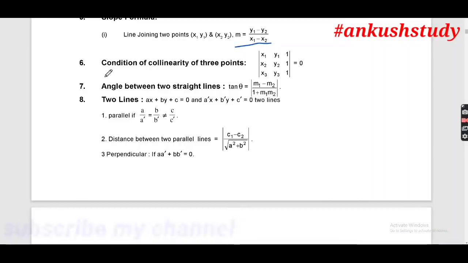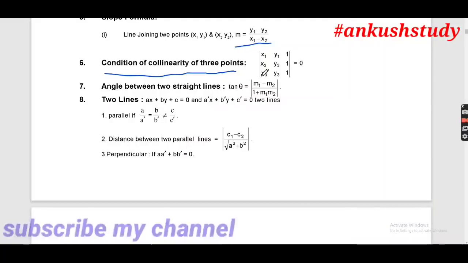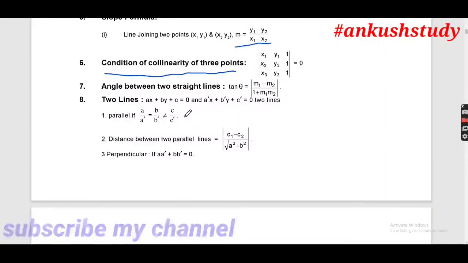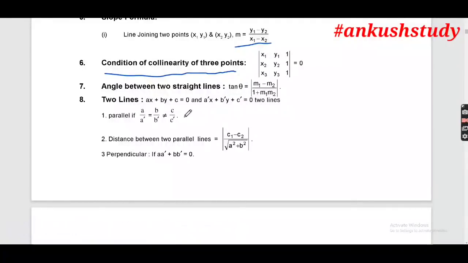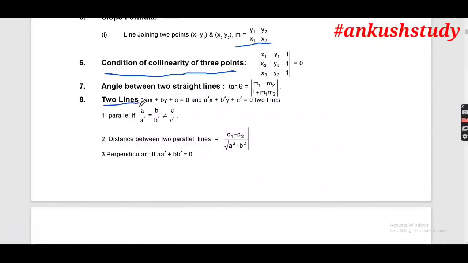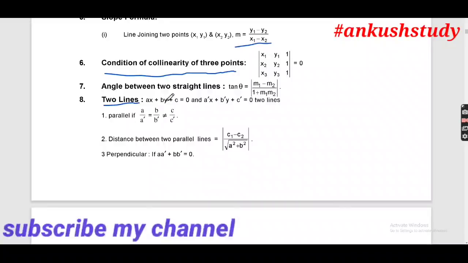Okay, and this is the condition of collinearity of three points: the determinant with rows x1 y1 1, x2 y2 1, x3 y3 1 is equal to 0. And this is the angle between two straight lines. Tan theta is equal to (m1 minus m2) upon (1 plus m1 m2). And this is the angle between two lines.